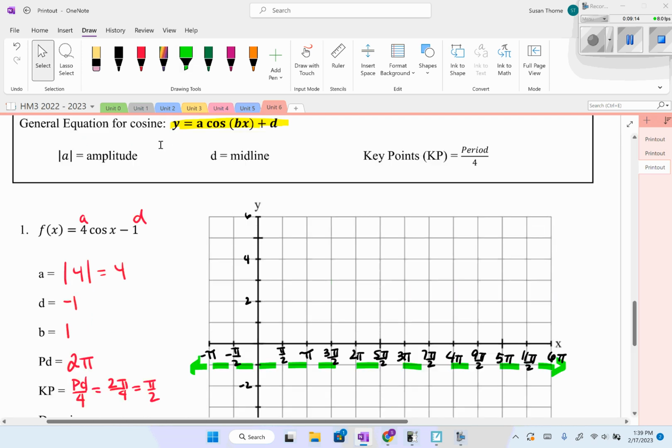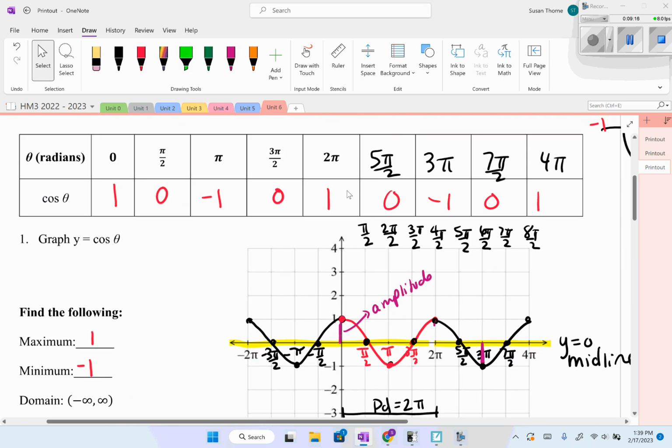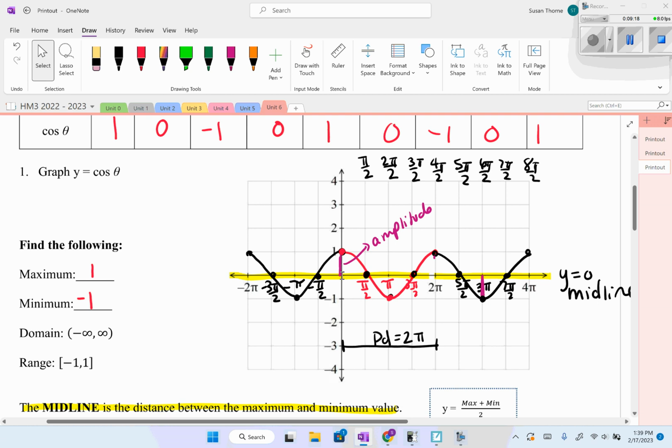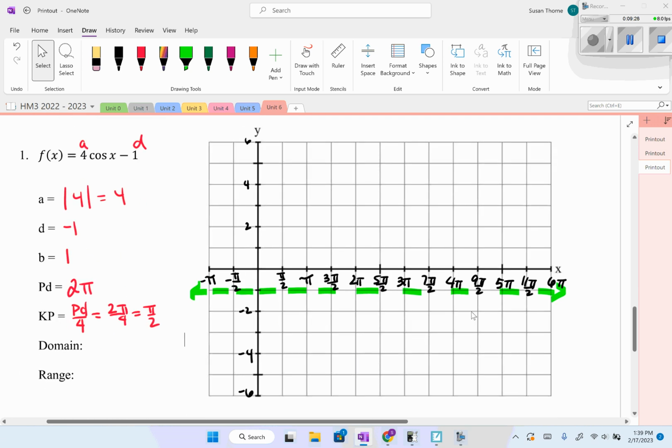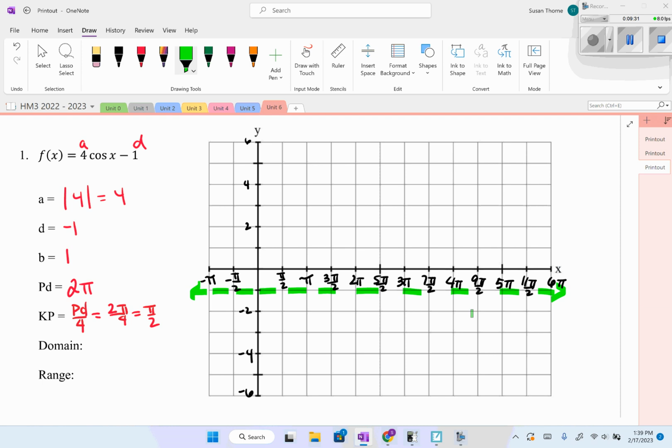And so looking back at our cosine parent graph up here, notice that sine starts on the midline on our y-axis, but cosine does not. Cosine starts above. So in this case, that means instead of starting at 1, we would be starting 4 above because that's our amplitude. So I'm going to start up here from the midline. I'm going to count up 1, 2, 3, 4.